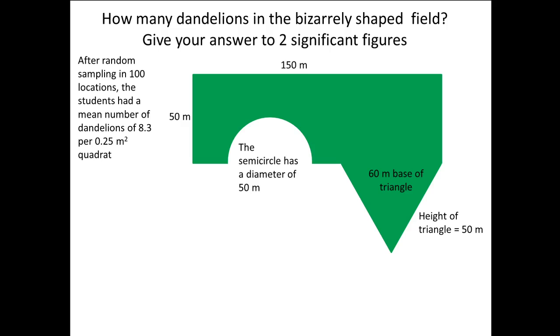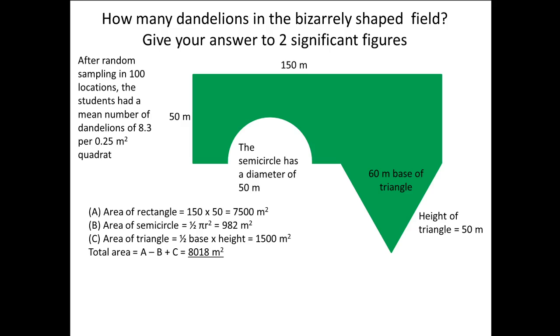Right, I'm going to go through the answer now. Hopefully you paused it, not just waiting to watch me do this. So yeah, the area of the rectangle, 150 times 50. That's the intact rectangle before I deduct the semicircle. That's 7,500 meters squared. Area of semicircle is half pi r squared. The number of people who forget to halve the diameter is quite high. People who forget to halve the answer to get a semicircle is quite high. I'm going to call that B. That's 982. And then the area of the triangle is half base times height. So 30 times 50, 1,500 meters squared. So the total area is the rectangle A minus the semicircle B plus the triangle C, 8,018 meters squared.